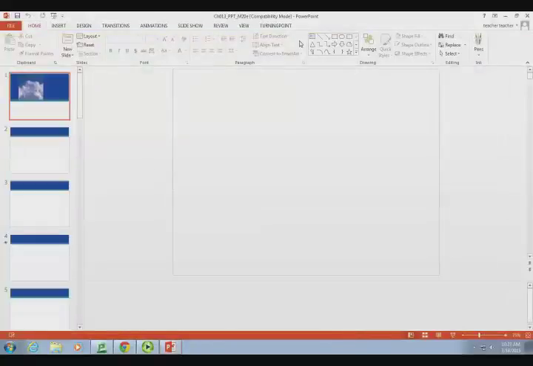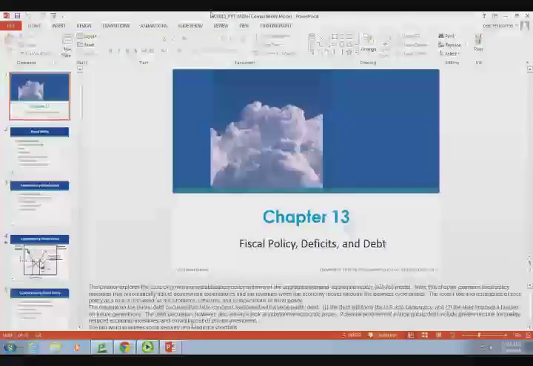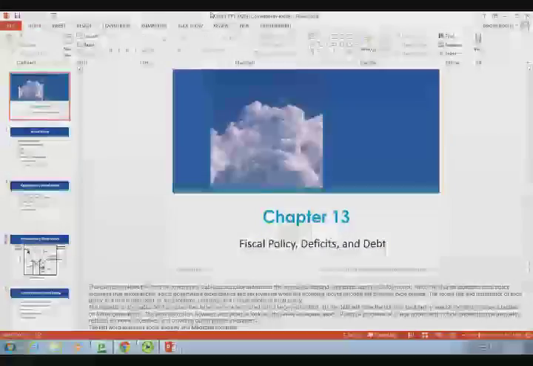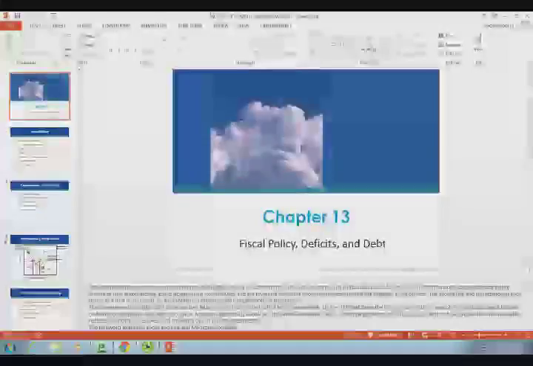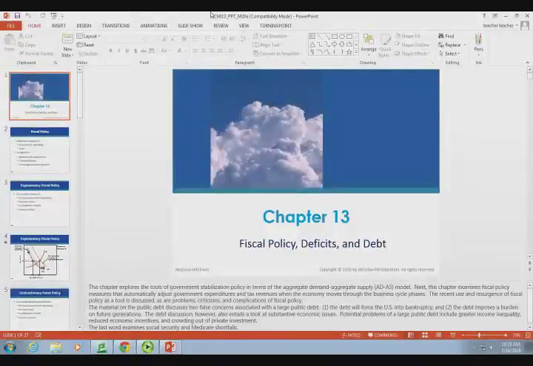All right, fiscal policy. Here we go. And I had mentioned before, when it comes to fiscal policy, there are two players in the game. And I'm going to talk about the kinds of policies that are put into place with fiscal policy. So this is chapter 13.